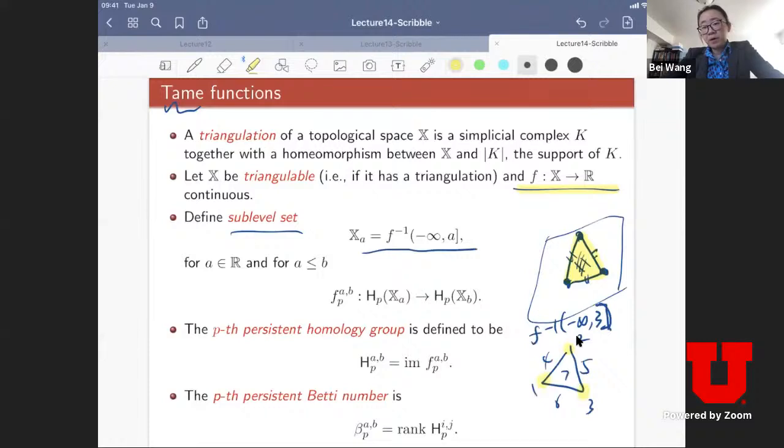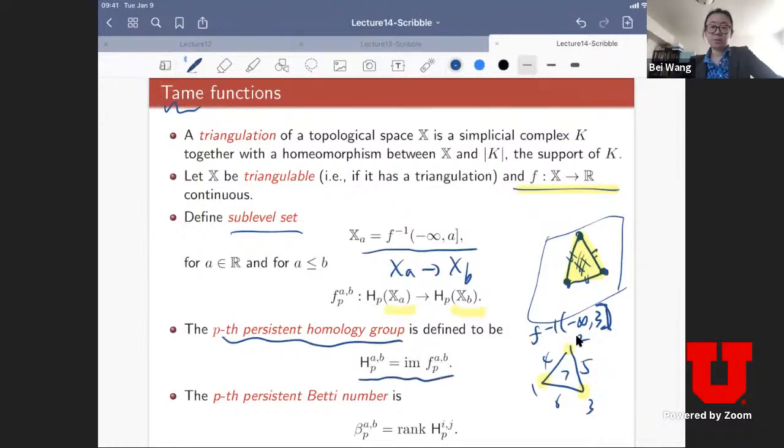Because my simplices show up based on this monotonic function, a sublevel set with a smaller value is included in the sublevel set of a bigger value. So this is just inclusion, because the next sublevel set adds more and more simplices. And because of that, if I take the homology of those sublevel sets, I have a mapping between the homology classes. This is a quick review. When you have this, you can define the persistent homology group, which is the image of the maps between two of the homology groups, and the Betti number is the rank of it. So this is a quick review of the persistent homology formulation.